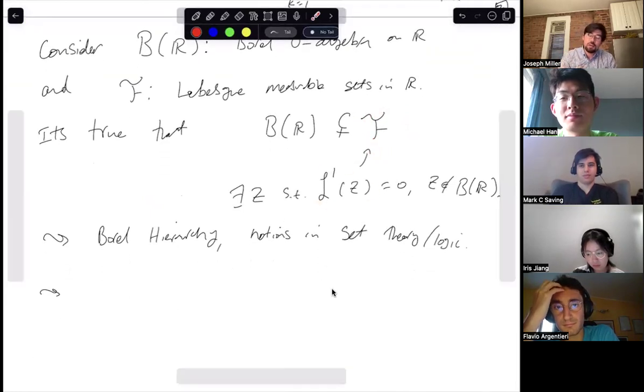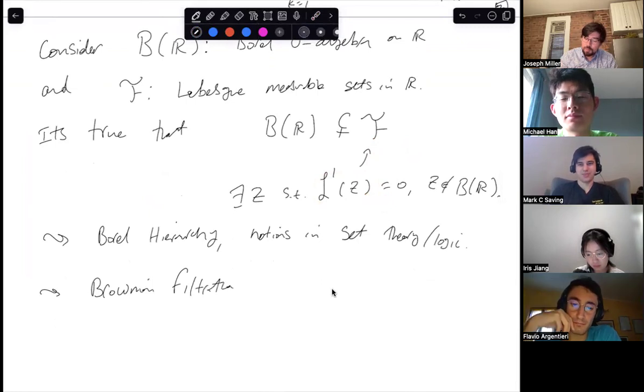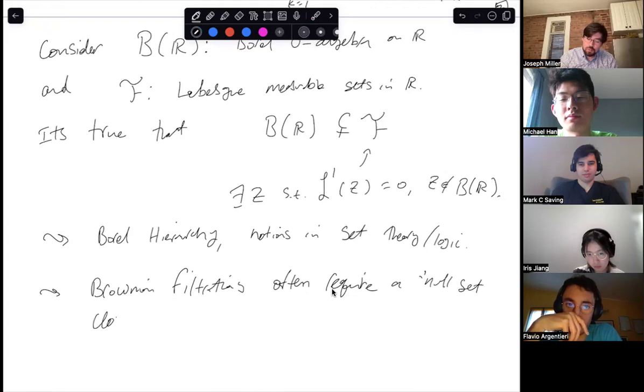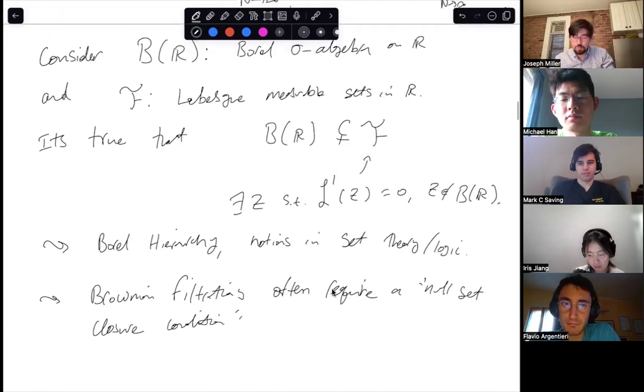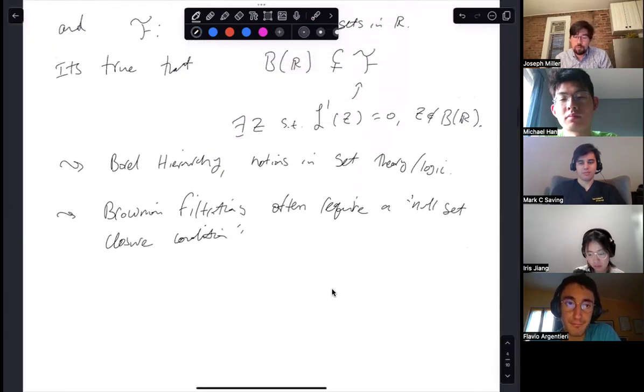So in general, if I look at Brownian filtrations, this is outside the scope of the class, but they often require a null set closure condition to make certain theorems work. Just in case you're interested in probability. Okay, that was a good question. I think I have time for one more.